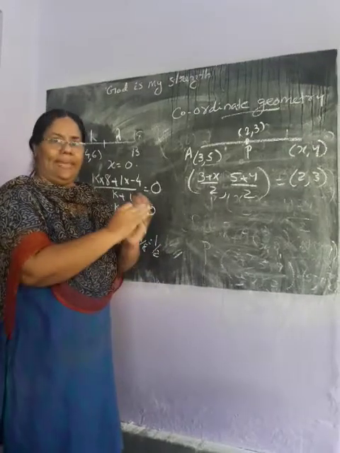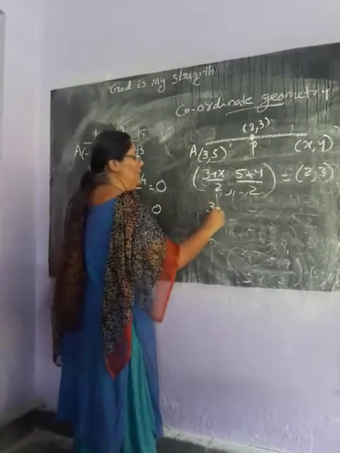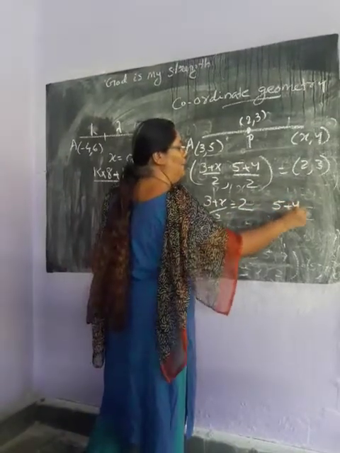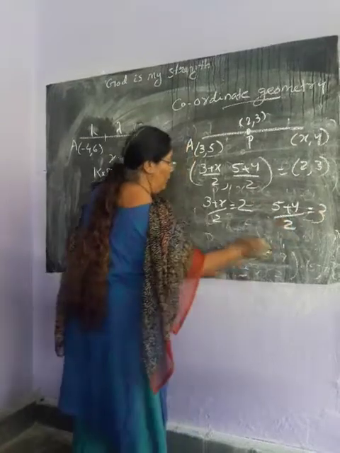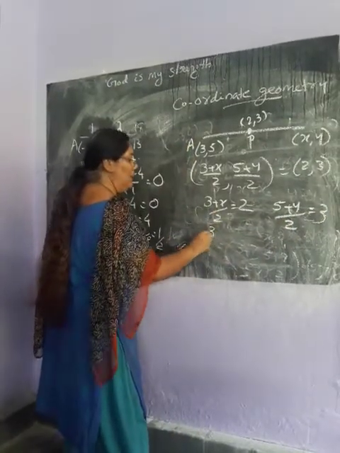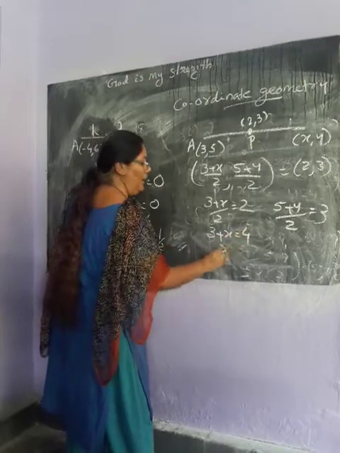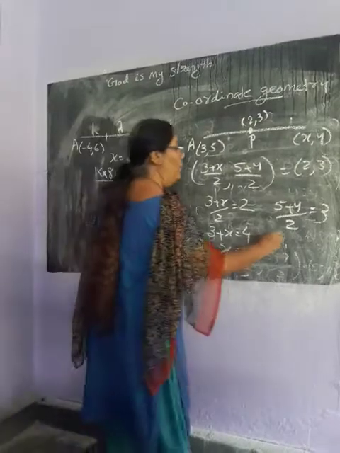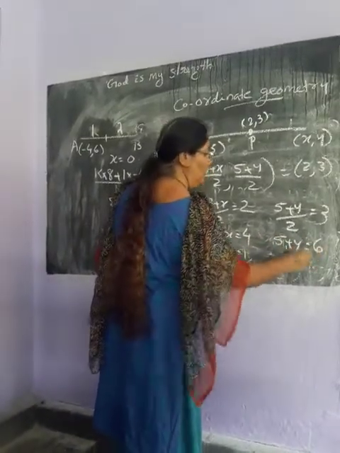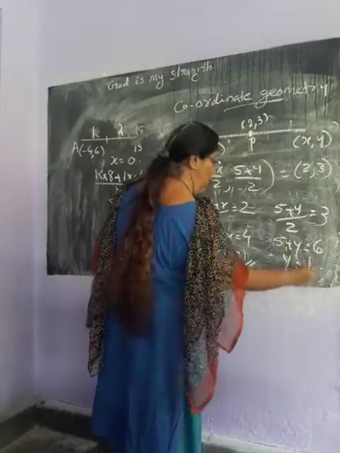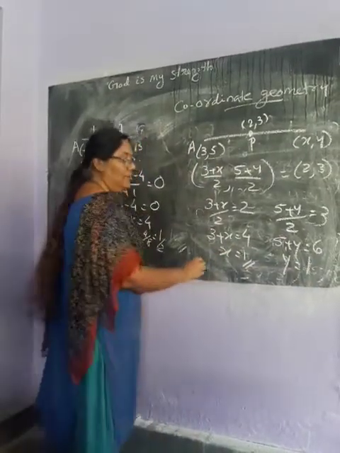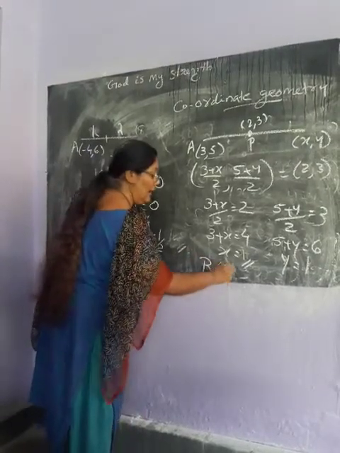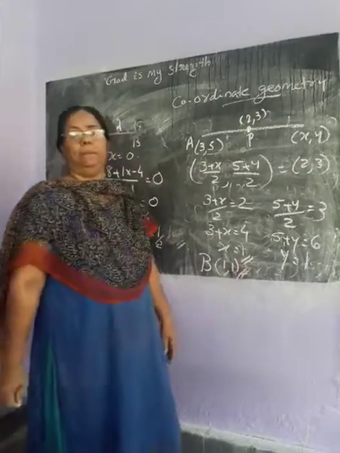Now, equating the x coordinates, you will get 3 plus x by 2 equal to 2, and 5 plus y by 2 equal to 3. From that, by cross multiplication, 3 plus x equals 4, so x is equal to 4 minus 3, which is 1. In the same way, 5 plus y is equal to 6, so y is equal to 6 minus 5, which is 1. Therefore, B, which is x, y, is 1, 1. Understand?